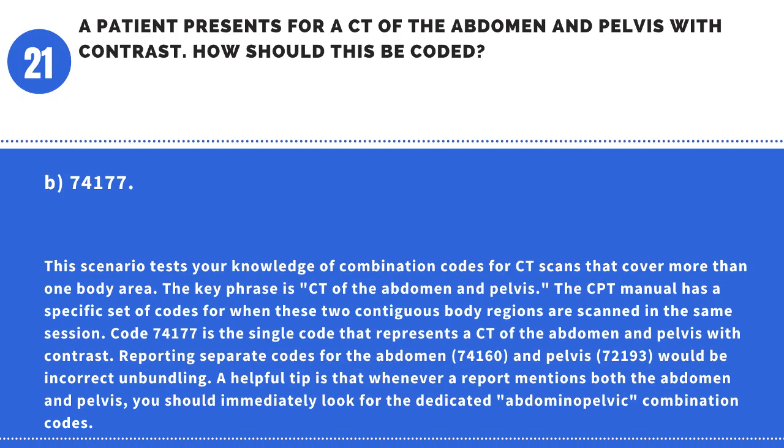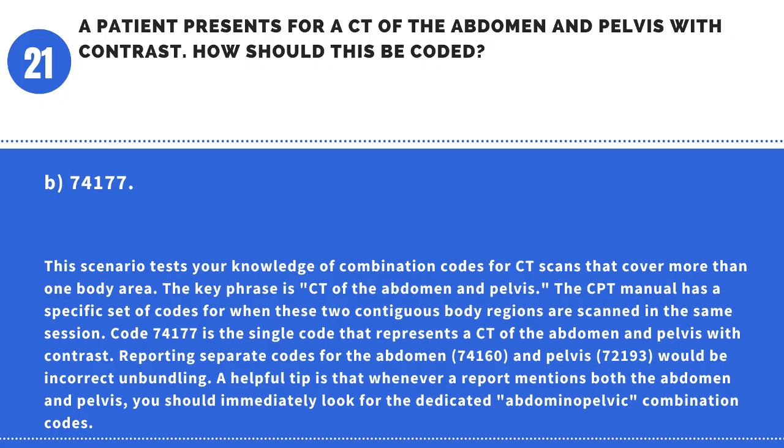Answer B. 74177. This scenario tests your knowledge of combination codes for CT scans that cover more than one body area. The key phrase is CT of the abdomen and pelvis. The CPT manual has a specific set of codes for when these two contiguous body regions are scanned in the same session. Code 74177 is the single code that represents a CT of the abdomen and pelvis with contrast. Reporting separate codes for the abdomen, 74160, and pelvis, 72193, would be incorrect unbundling.